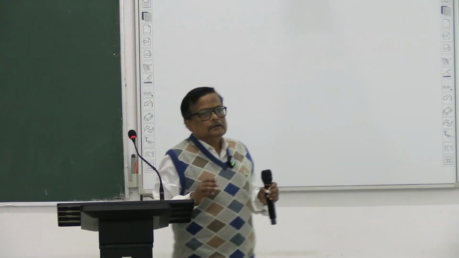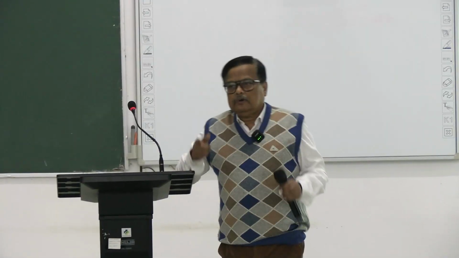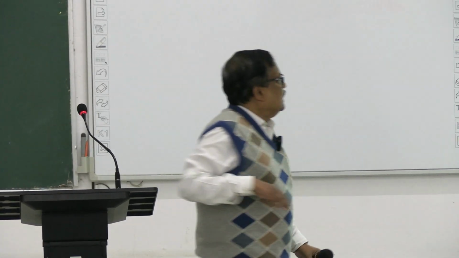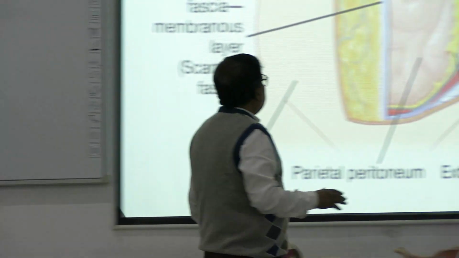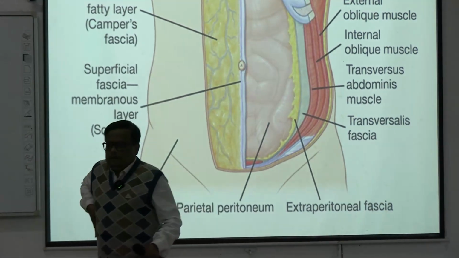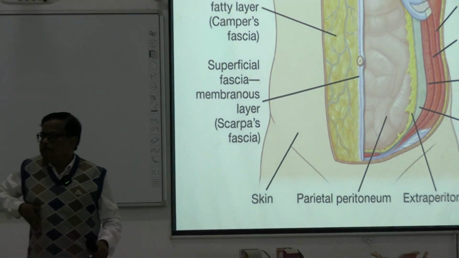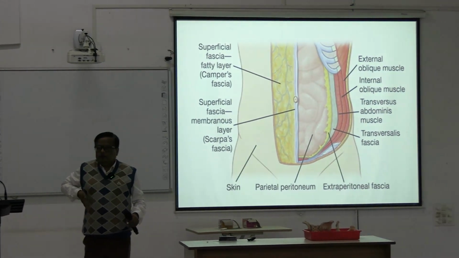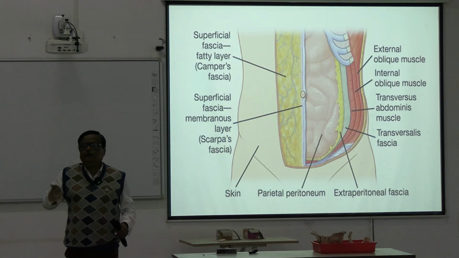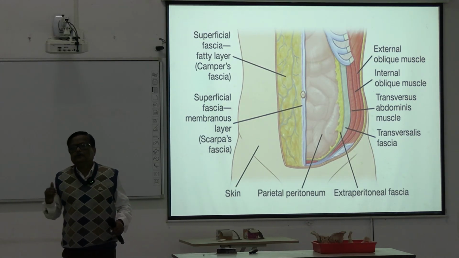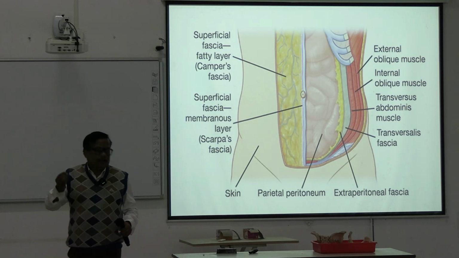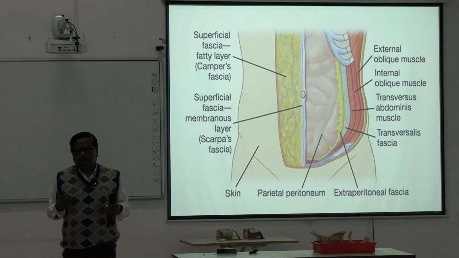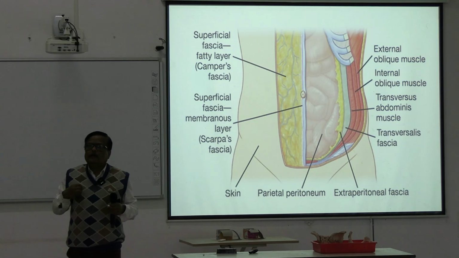What is linea alba? Then how is the structure formed? Last class I told you these muscles, external oblique, internal oblique and rectus abdominis, are partly muscular. Here muscle tissues are present. It is muscular. But after a certain extent medially, they become thin and aponeurotic. Aponeurotic means flat, paper-like. So all the muscles become aponeurotic.